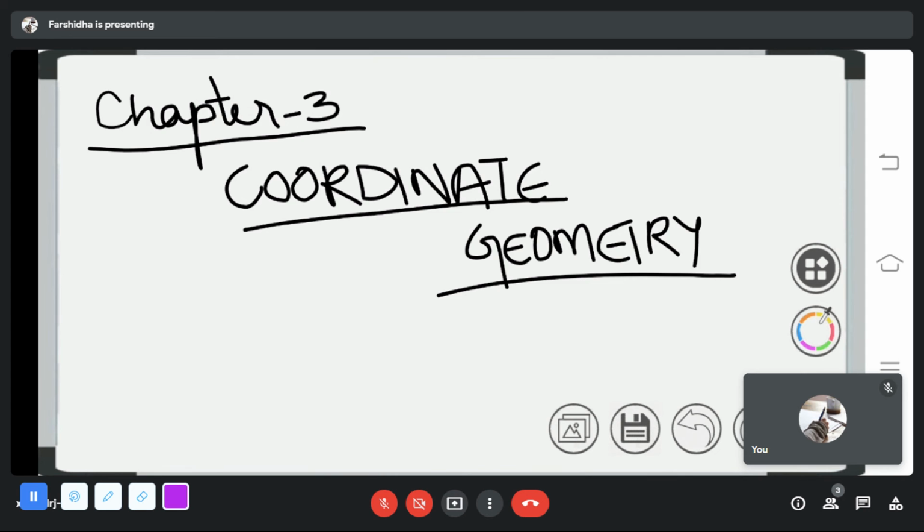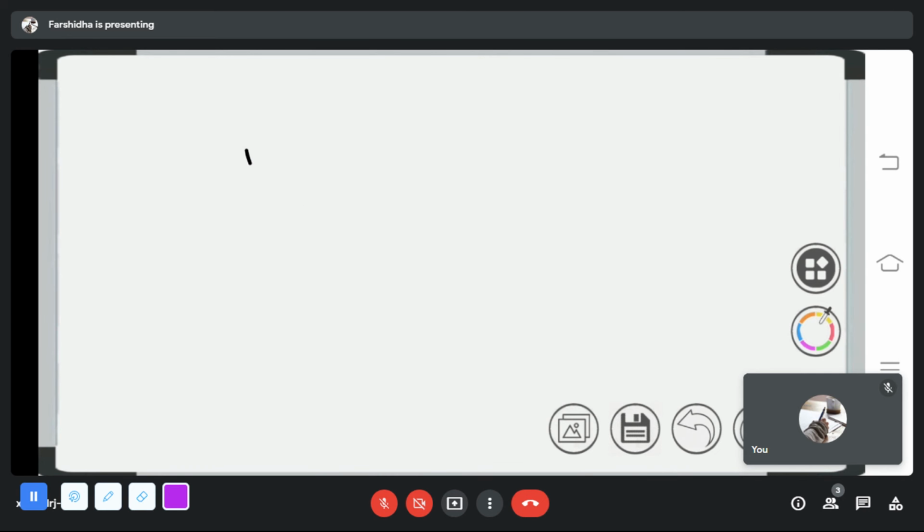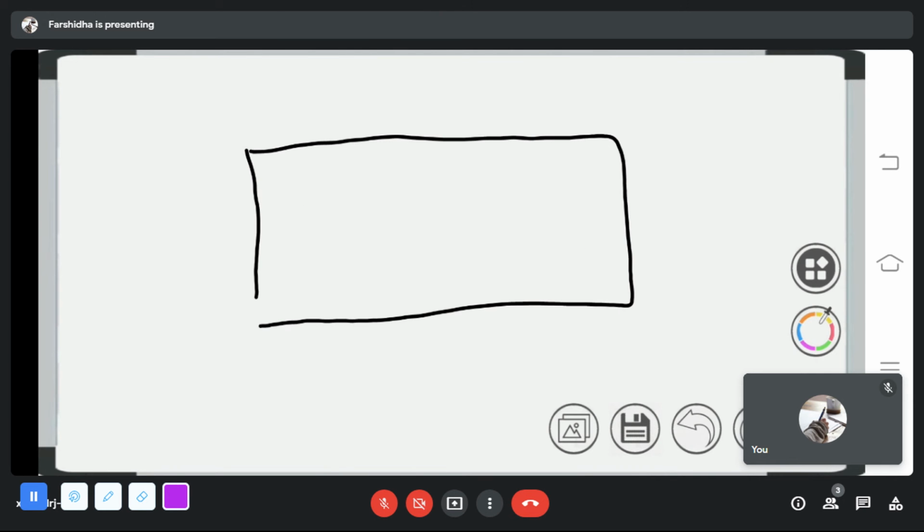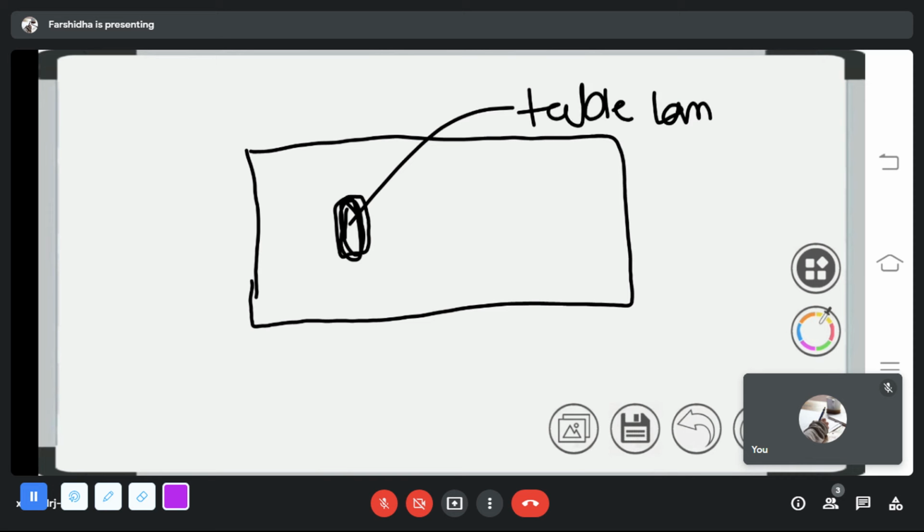Suppose take an example. Say this is your study table. Now, here you have your table lamp. Someone is asking you to describe the position of the lamp. How will you do that? Without knowing the measurement, you can't say the position of the lamp.